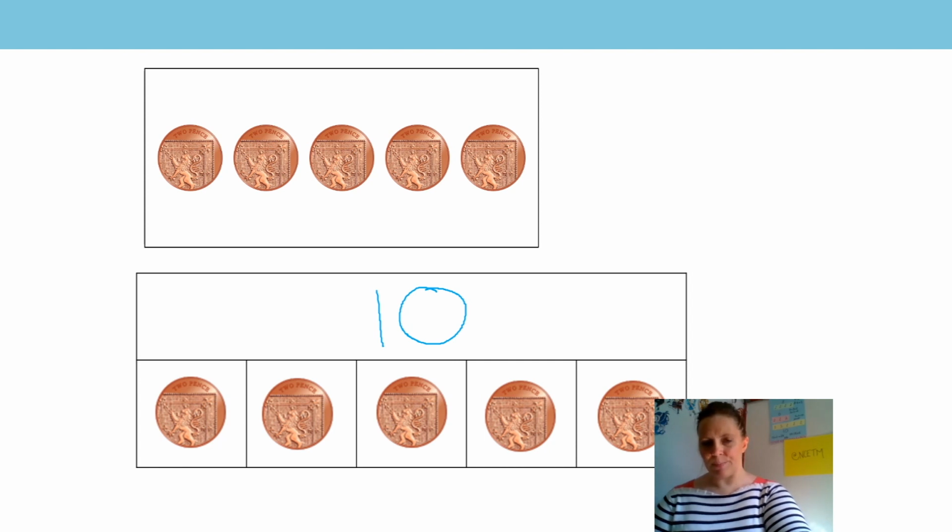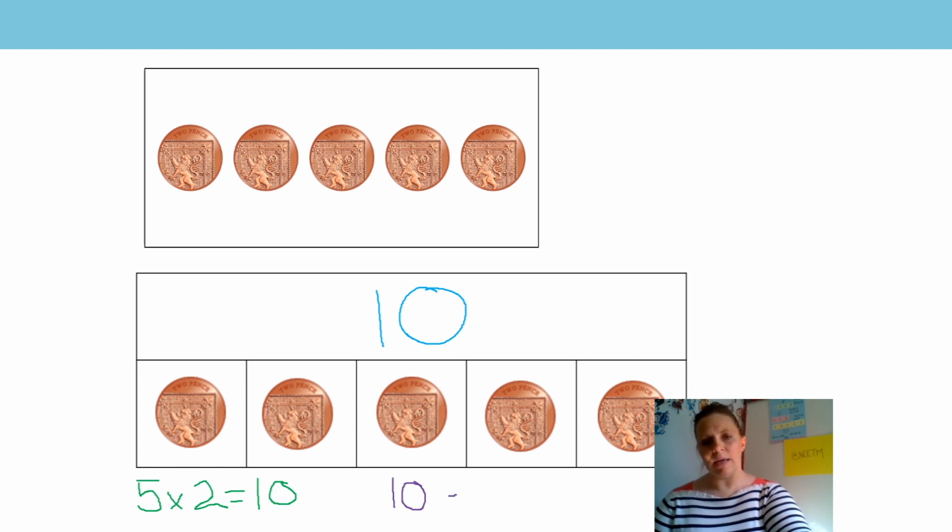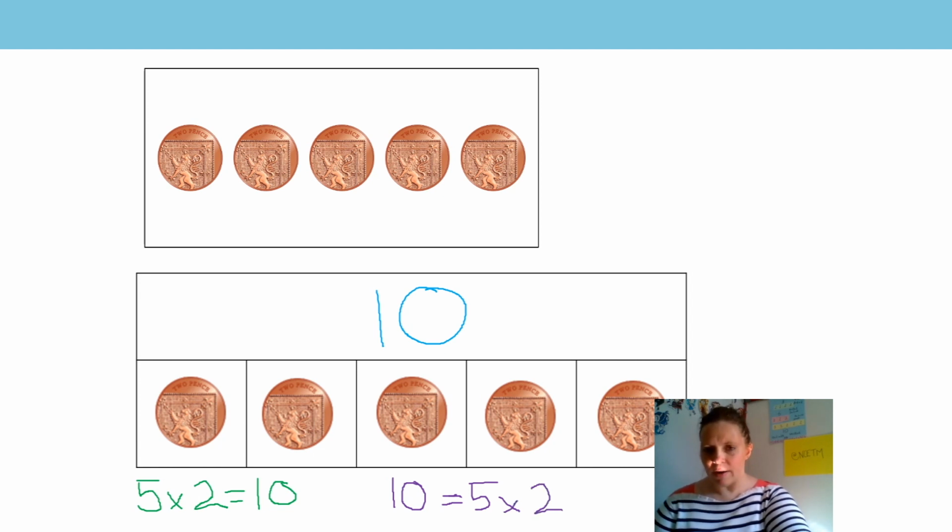I hope you did give it a go. I'm going to write my products first. I know that there are 5 groups of 2, and that the product of that is 10. Now I'm going to write it with my product first. Product is equal to factor times factor. You know, I really like how all the information we needed was in this bar model. Handy.